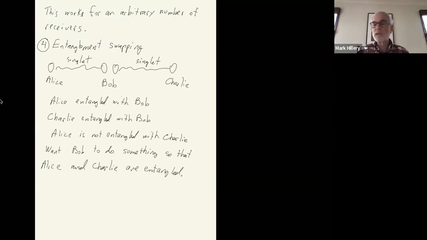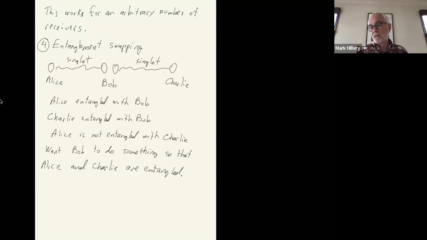Okay, so first of all, why would we want to do something like this? Well, remember I told you about these distance limitations. Suppose we could create singlet states over a distance of 100 kilometers, but no more. So Alice and Bob could be 100 kilometers apart, and Bob and Charlie could be 100 kilometers apart. And so we can create entanglement over those distances, but we can't create entanglement over Alice and Charlie. They're too far apart. Trying to send the qubits directly would cause the noise, would kill the entanglement.